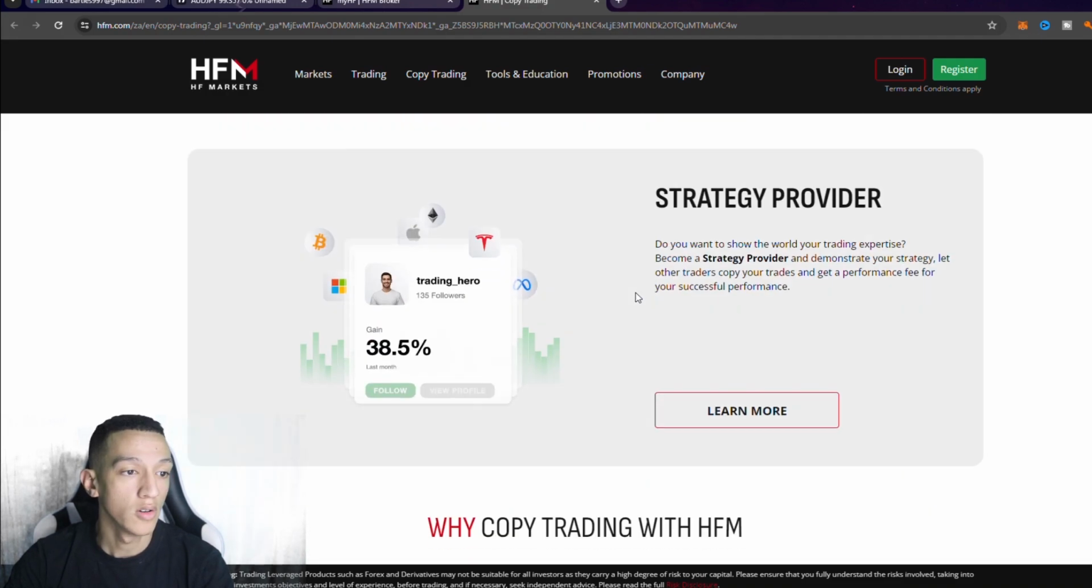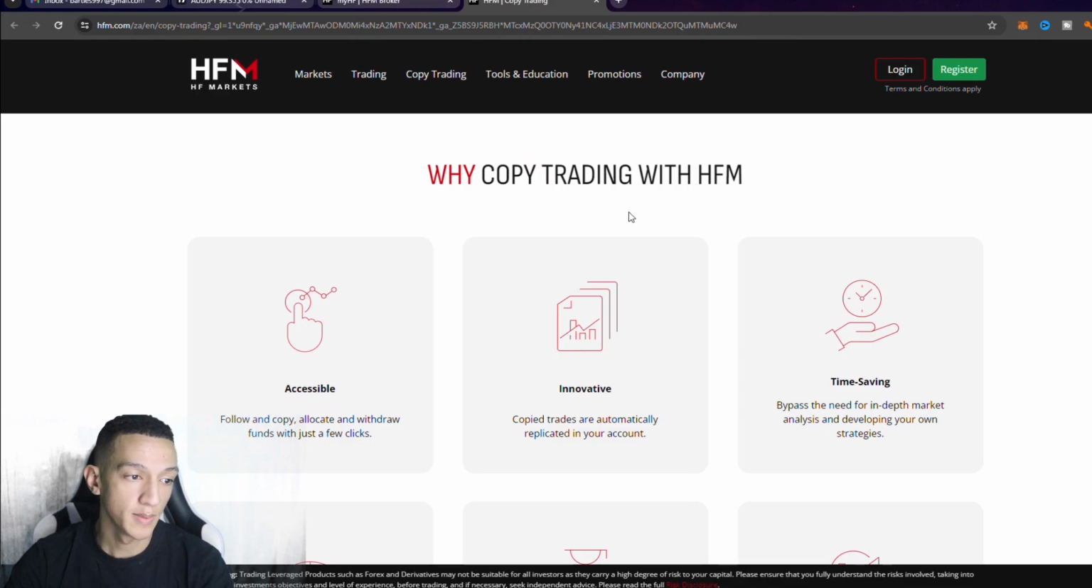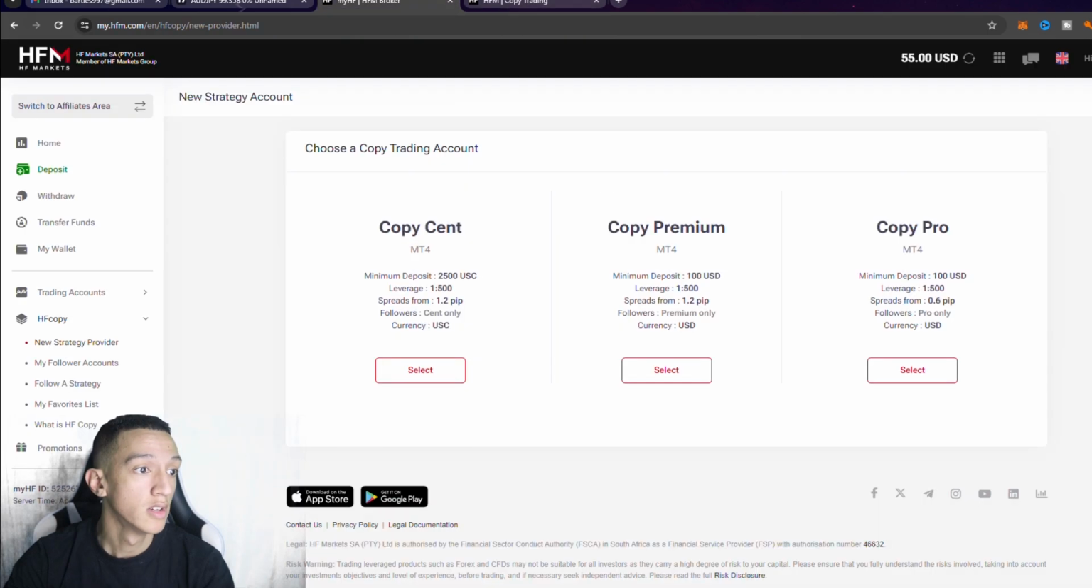I'll link this down below if you want to get into that. As you can see, it's time saving, you don't need to watch the charts yourself, and so on, so you can make your own assumptions on that. Like I said, it's not financial advice. With investing and trading there's a lot of risk, so make sure it fits your financial plan and your risk tolerance.